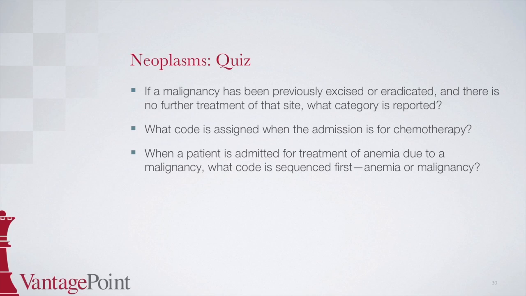Finally, it's time for our quiz. Our first question is, if a malignancy has been previously excised or eradicated, and there was no further treatment of that site, what category is reported? Our second question, what code is assigned when the admission is for chemotherapy? Our final question is, when a patient is admitted for treatment of anemia due to a malignancy, what code is sequenced first, anemia or malignancy? You can pause the webinar to write down your answers and then hit play to find out if you were correct.